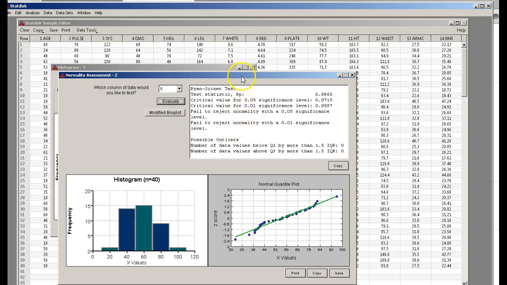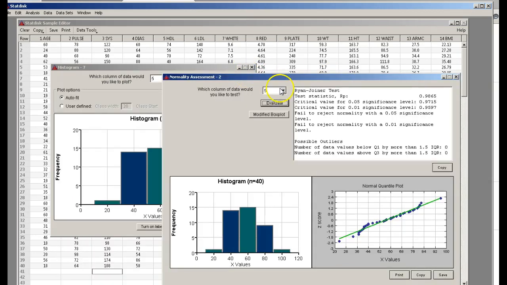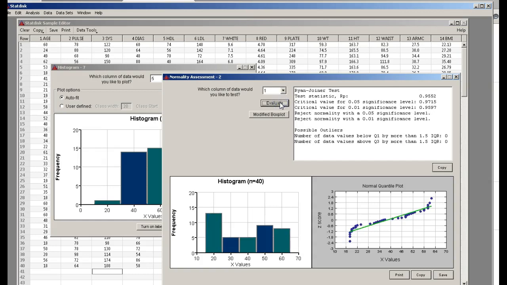So what would it look like if it were not normal? Let's look at a contrasting example. I would say age is going to be not normal, so let's look at column 1. Let's look at a different example, so let's get something that's different. Okay, so here's what we would have, something that is not normal.